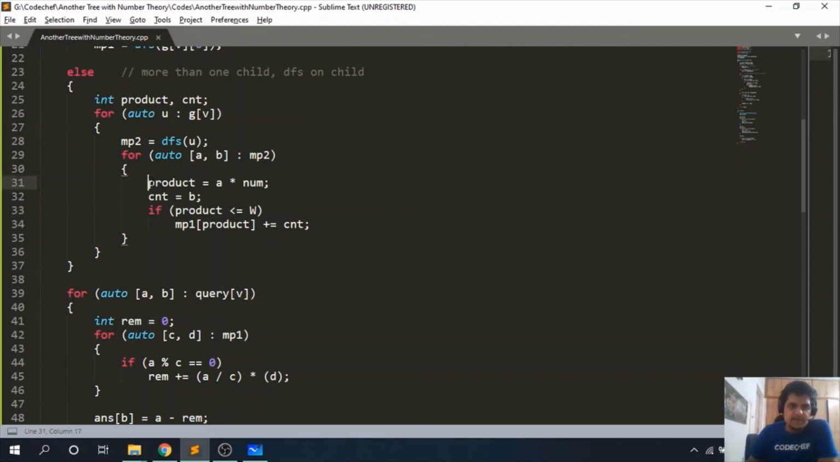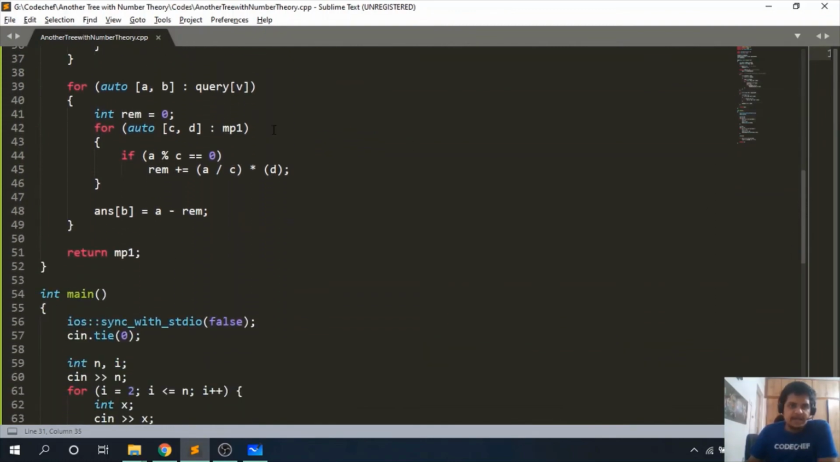And here I'm calculating the product as we discussed, that we went up from the leaf to the top of the tree, right? So this is that approach, and here I am calculating all the queries which are on the particular node v that is in consideration. So this is the C++ implementation, and now let us submit it and see if we get a correct answer.